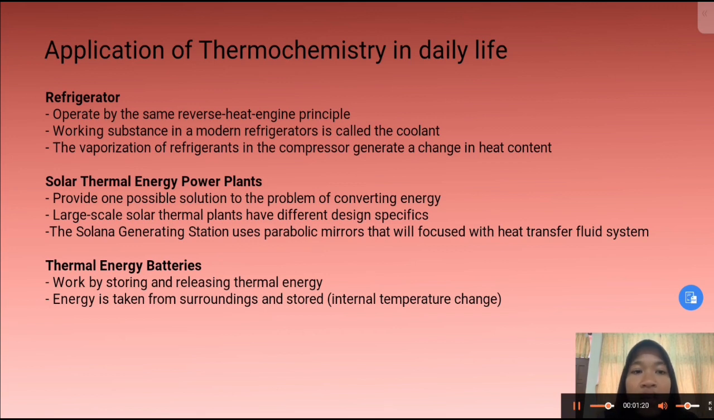And lastly, thermal energy storage batteries. Thermal energy batteries work by storing and releasing thermal energy, and metal hydride materials have been widely used in these types of battery over the years. In these batteries, energy is taken from its surroundings and stored, causing an internal temperature change, where it can be later released.